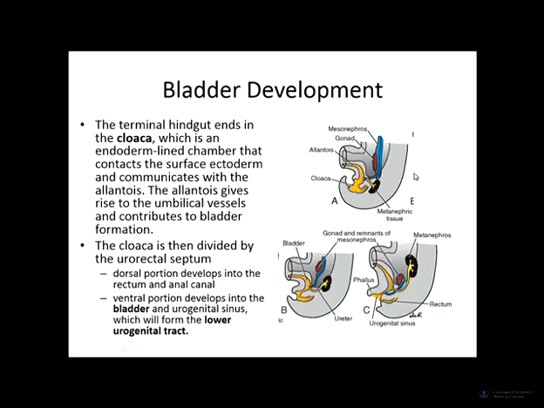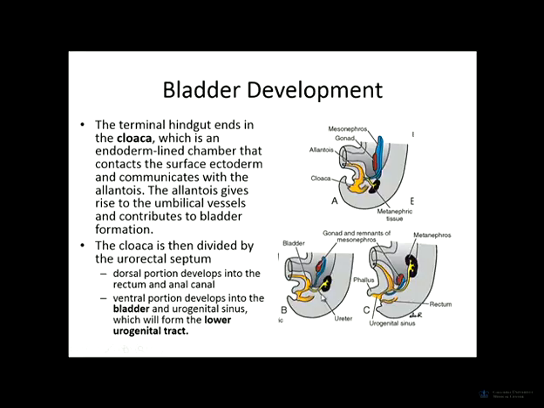Now, while this is going on, the bladder is also forming from that structure here in yellow, the cloaca. And this is an endoderm-lined chamber, and this connects to the surface ectoderm. It also communicates with the allantois here, and this is going to give rise eventually to the umbilical vessels, and also here contributes to bladder formation.